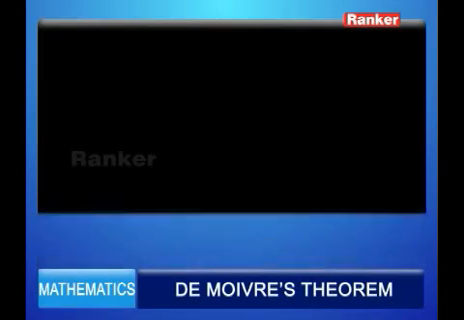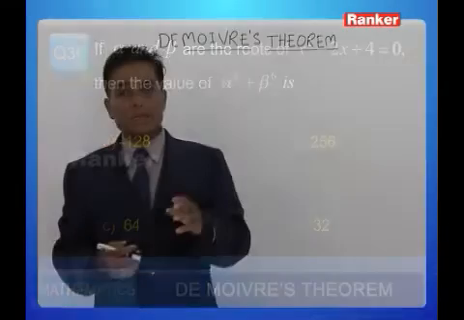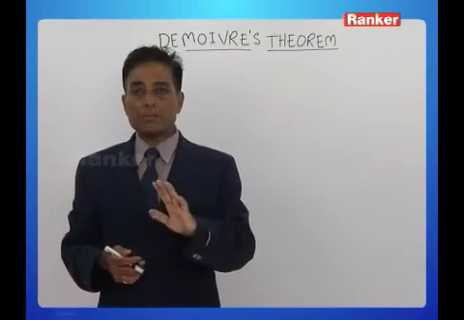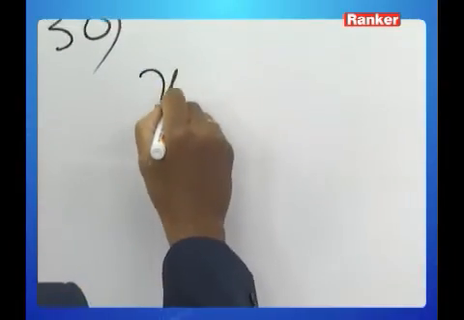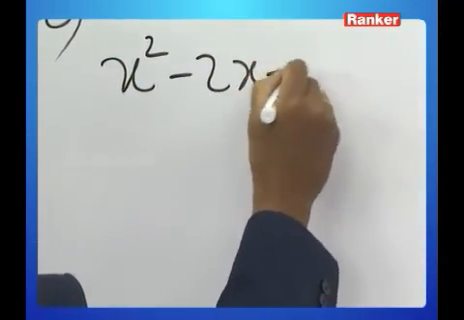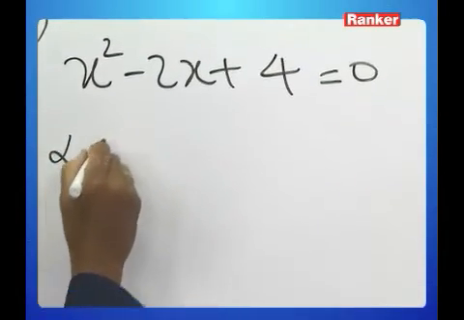Question number 30. If alpha and beta are the roots of the quadratic equation x square minus 2x plus 4 is equal to 0, then what is the value of alpha power 6 plus beta power 6? Options are given: 128, 256, 64 and 32. What is the right answer, right option? Question number 30. x square minus 2x plus 4. So, let us find alpha and beta.